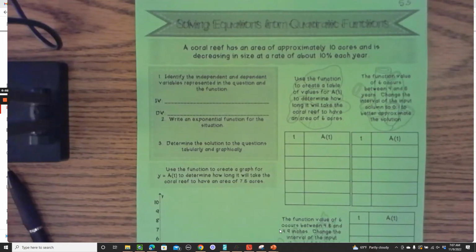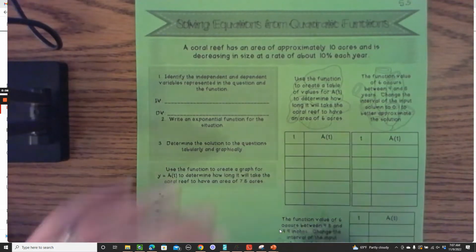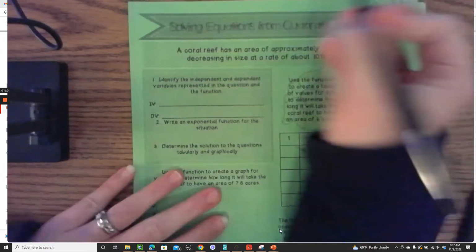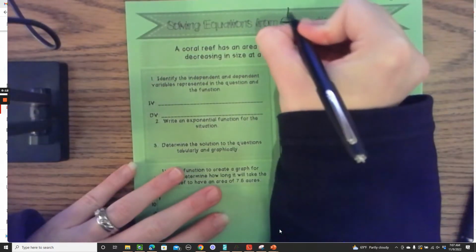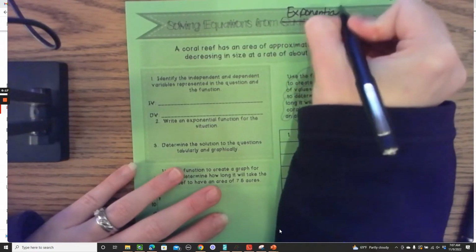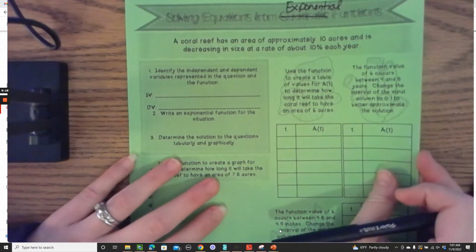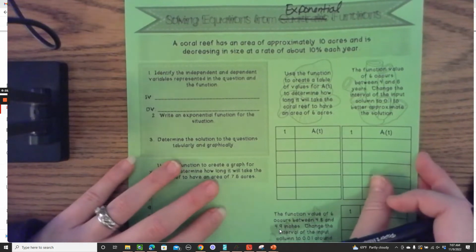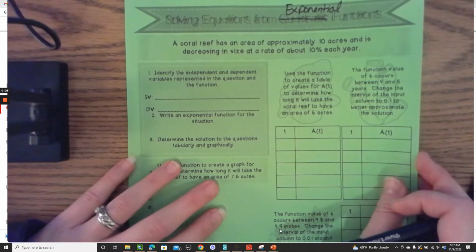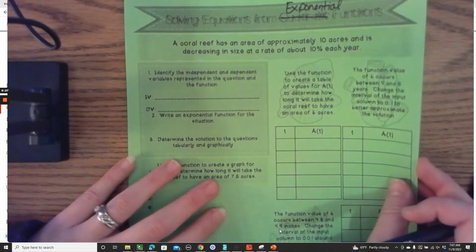This video is for solving equations from quadratic functions. Ooh, I'm sorry, that should say exponential functions. I apologize for that. Exponential functions. All right. A coral reef has an area of approximately 10 acres and is decreasing in size at a rate of about 10% each year.